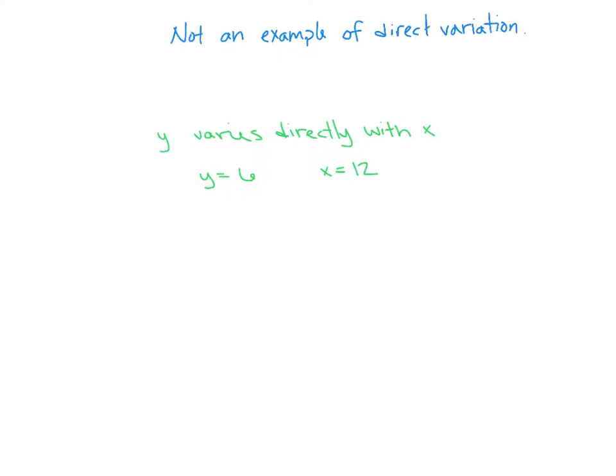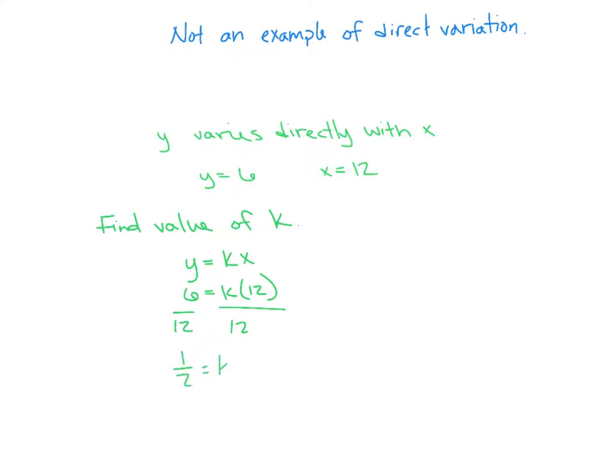So we're going to find the value of k. So the first thing we do is we set y equals kx, and for y we put 6, and in for x we put 12. Then we got to get the 12 away, so we divide by 12. 6 over 12 reduces to 1/2, so k equals 1/2. Okay? So our direct variation is y equals 1/2 x.